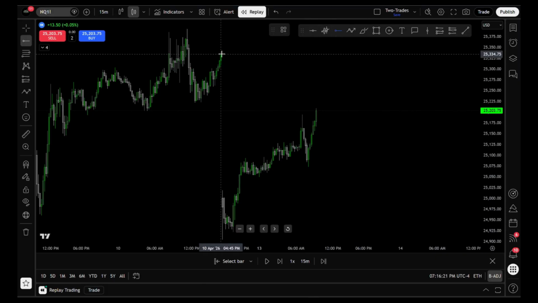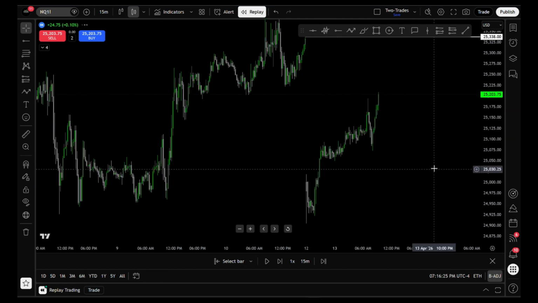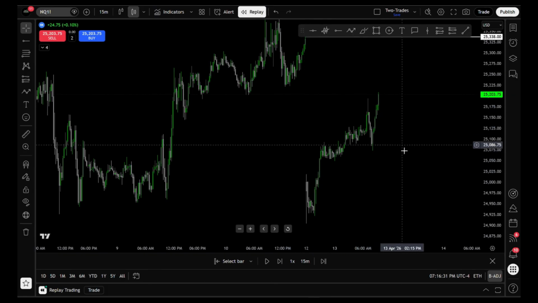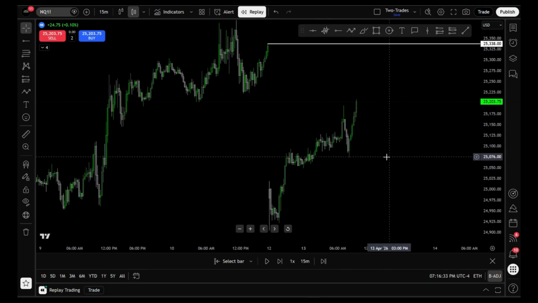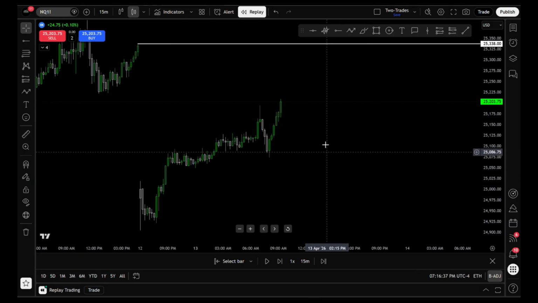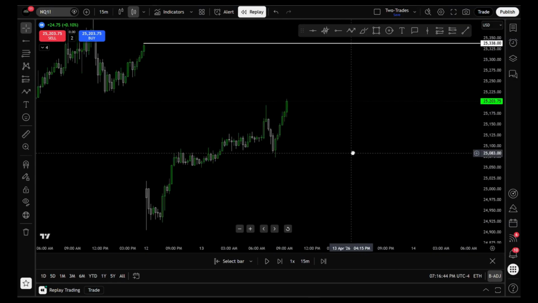So up here at this high, that's kind of my draw on liquidity, right? You can see that we have the bottom of this gap right here, and then price starts moving up to fill this gap from last night and yesterday during Asian session, right? So that's kind of my draw on liquidity. So immediately I already have sort of a bullish bias, right?